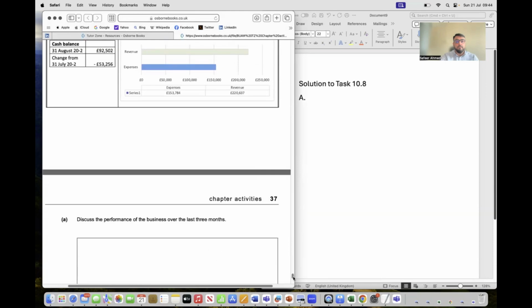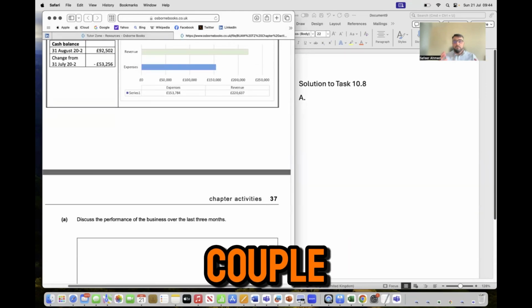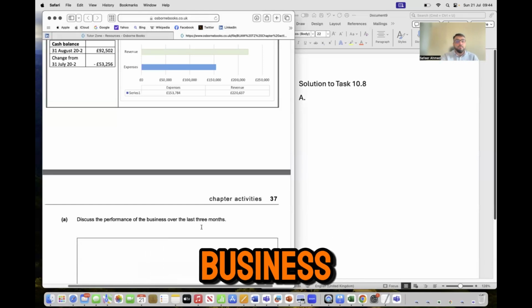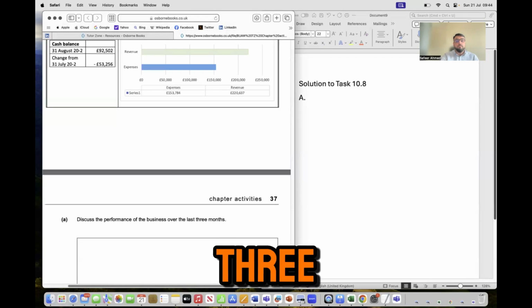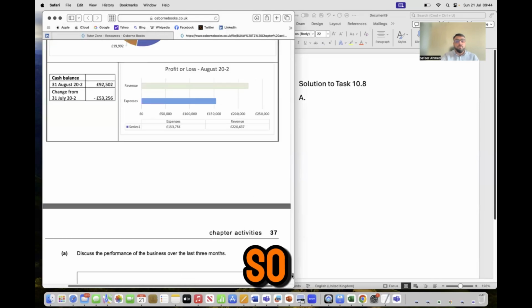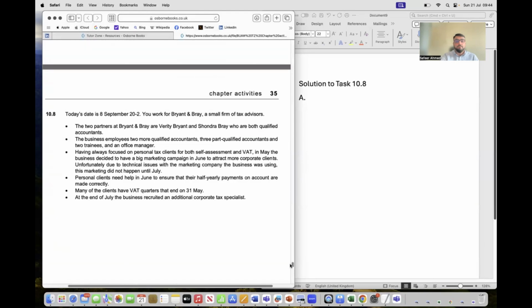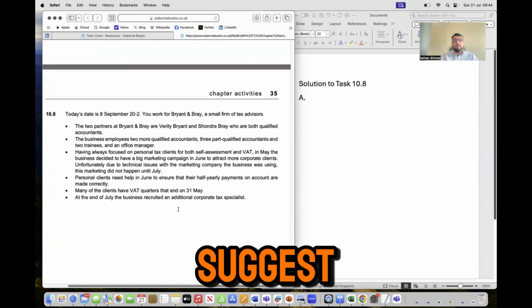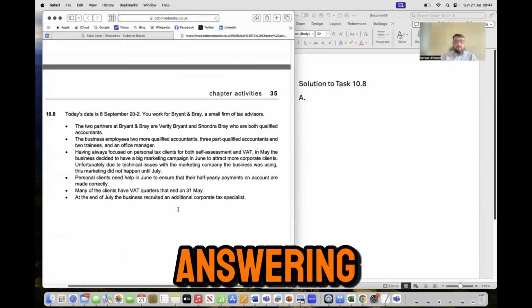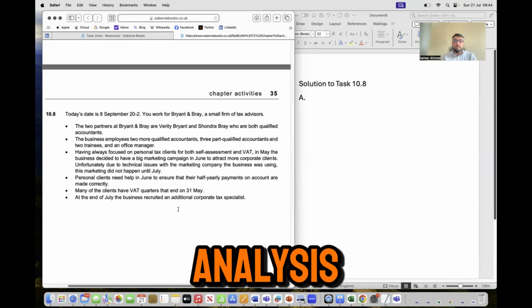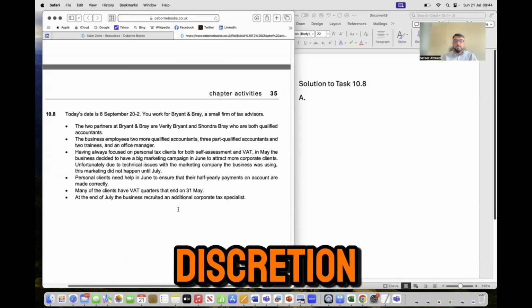Then they normally give you a couple of parts as part of the requirement. The first one here: discuss the performance of the business over the last 3 months. So they're giving you 3 months of data. What I suggest at the beginning of answering this question is that you skim the information that could be relevant for your analysis and your discussion.